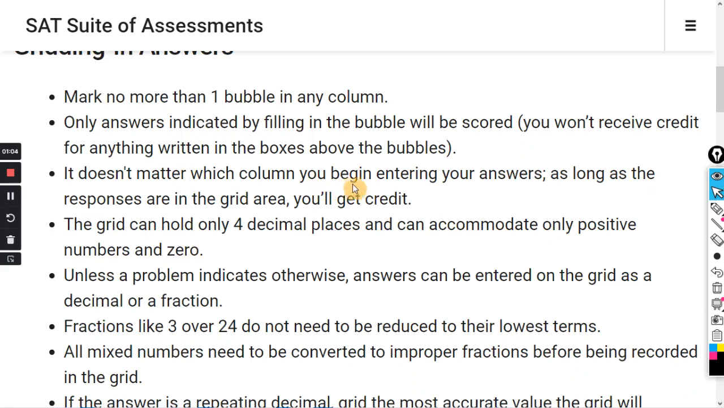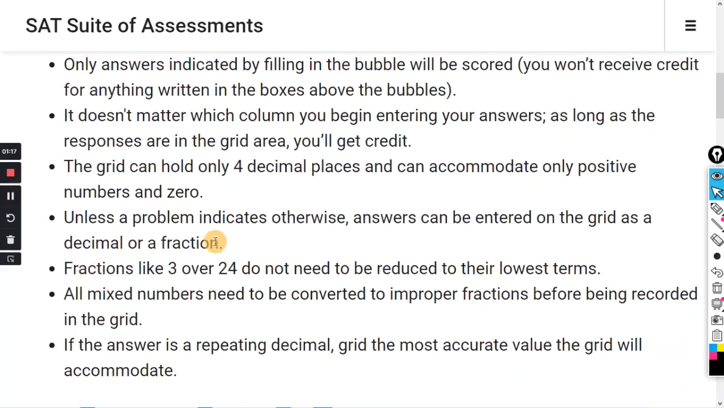It doesn't matter which column you begin entering your answers. As long as the responses are in the grid area, you'll get credit. The grid can hold only 4 decimal places and only positive numbers and 0. Unless a problem indicates otherwise, answers can be entered on the grid as a decimal or fraction. Fractions like 3/24 do not need to be reduced. All mixed numbers need to be converted to improper fractions. And if an answer is repeating, grid the most accurate value the grid will accommodate.